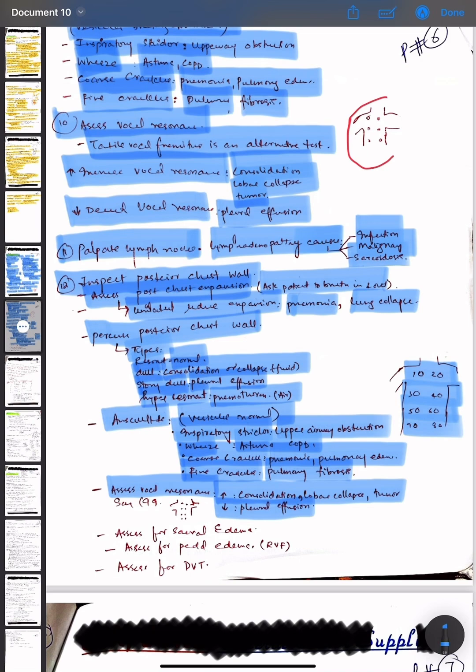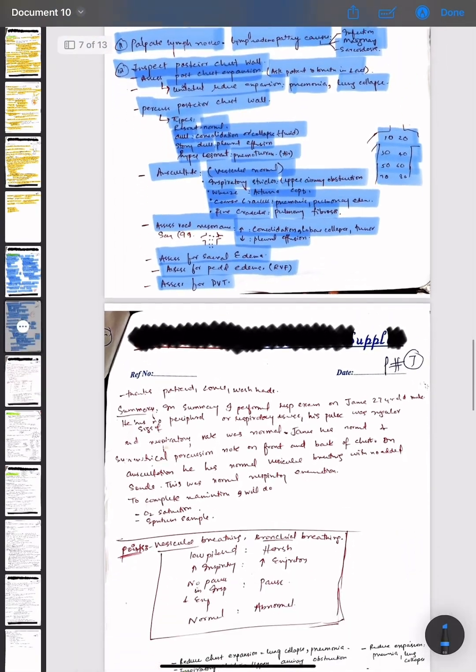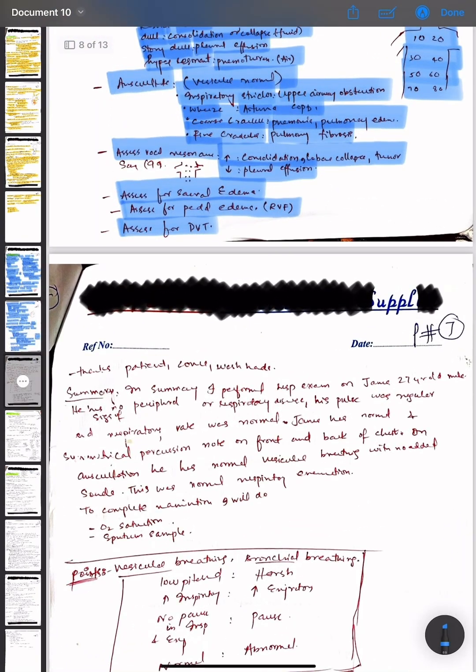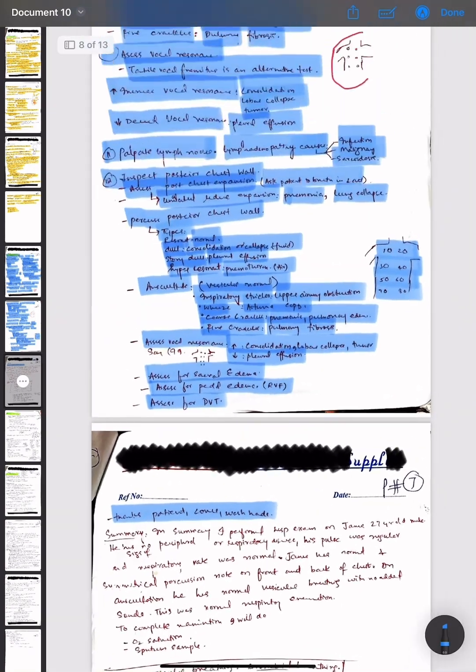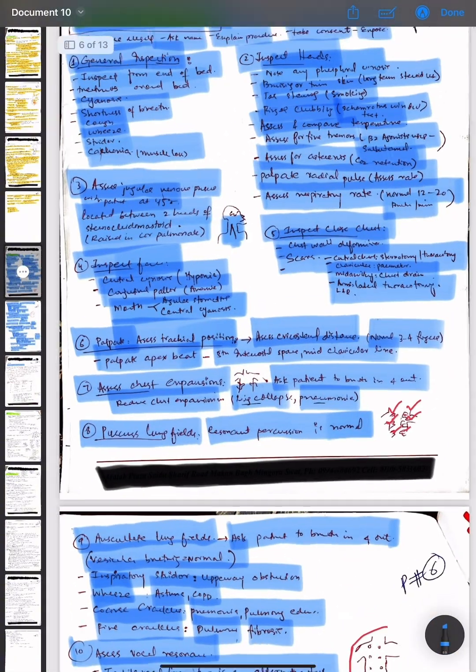Then we will assess for the sacral edema, and then we will assess for the pedal edema, which occurs in right ventricular failure, and then we will assess for the DVT. So these were the steps in the examination of the patient. Then we will thank the patient and cover the patient, and we will wash our hands. So let's discuss in general what we have done in the respiratory examination.